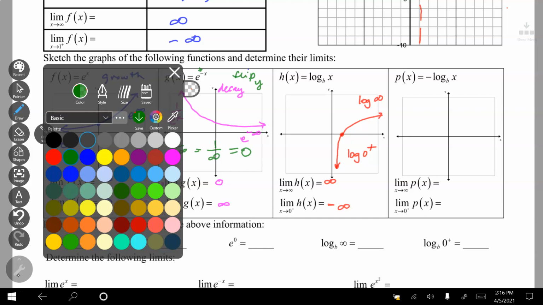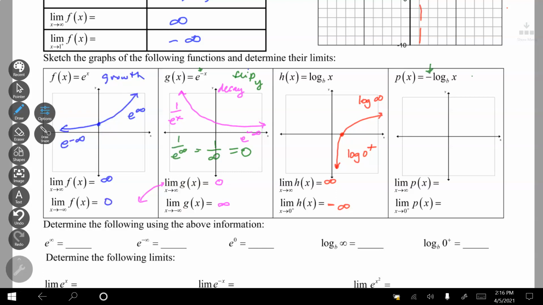Over here, what does this negative sign do? This makes it flip over the x-axis, so now it's flipped upside down, and the graph looks like this. So negative log of infinity is negative infinity, and negative log of 0 from the right is equal to infinity. So you could always try to plug in.